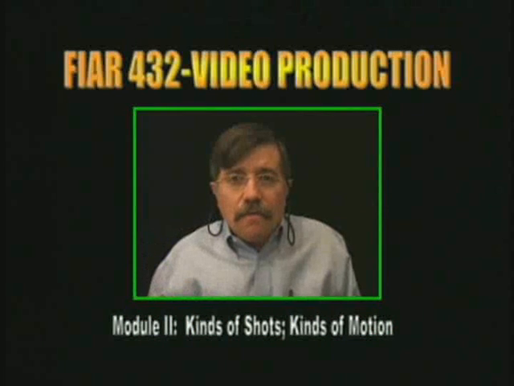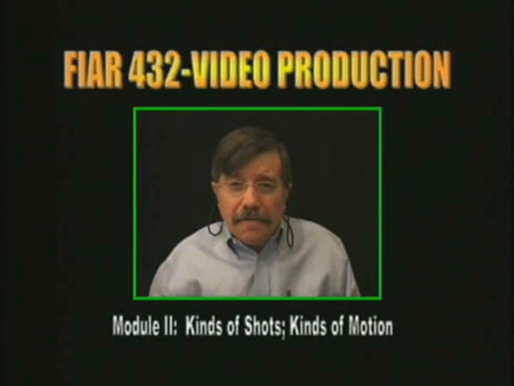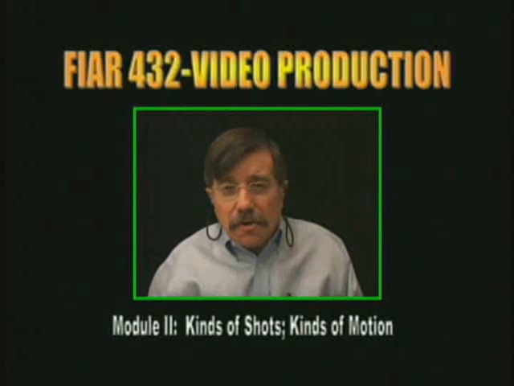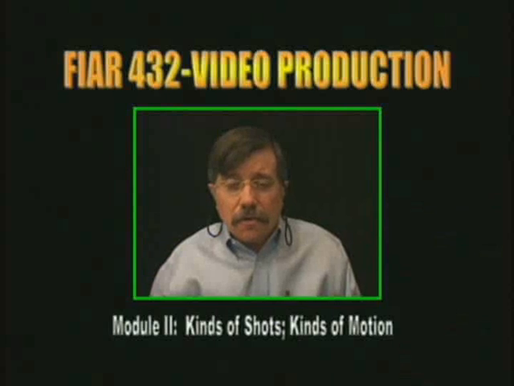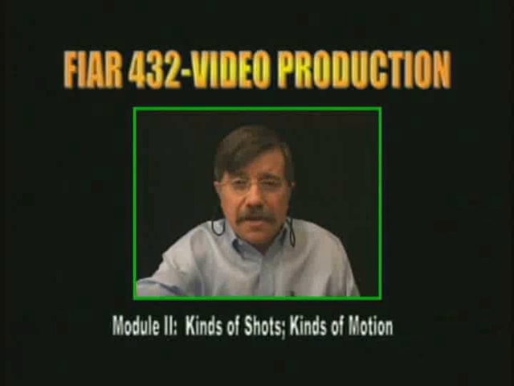Welcome to FIAR 432 Video Production Module 2, Kinds of Shots, Kinds of Motion. Like any language, video and film have certain basic elements that you use as building blocks. The most basic in film and video are the kinds of shots. The kinds of shots really represent an analog to what nouns are to a language. The kinds of motion would represent the analog to verbs. We're going to now look into the 6 major kinds of shots and the 3 major kinds of motion in film and video.